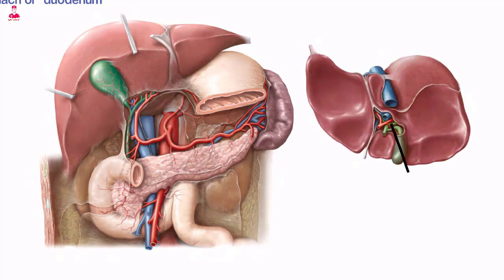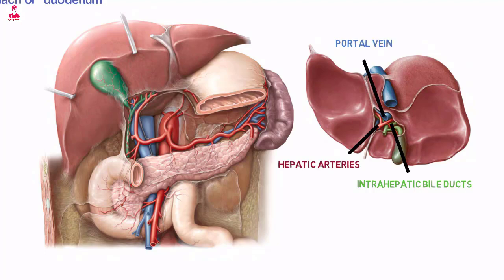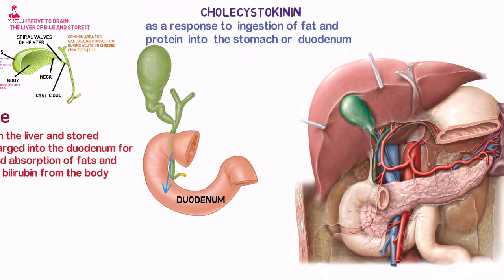The intrahepatic bile ducts run beside the hepatic arteries and portal veins throughout the liver parenchyma. The intrahepatic ducts merge into successively larger ducts as they follow a course from the periphery to the central portion of the liver, eventually forming the right and left hepatic ducts.